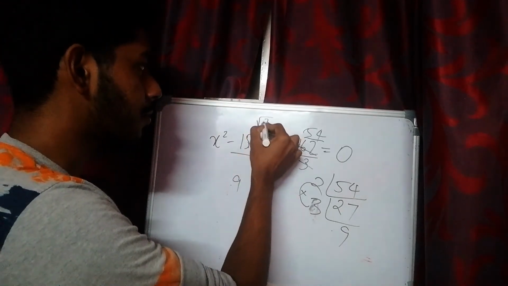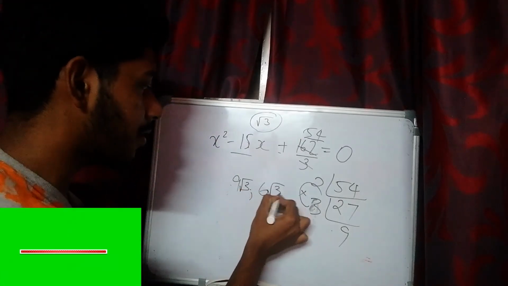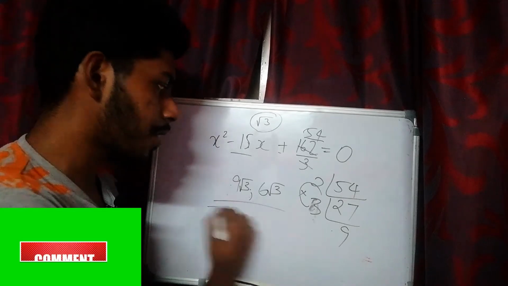What was the root term? Root 3, and that must be added here. 9 root 3 and 6 root 3. So this is your answer.